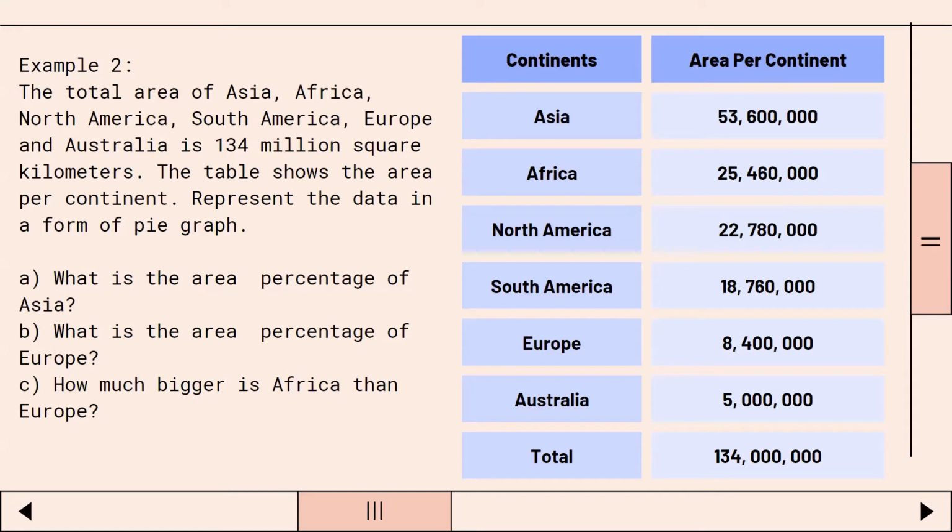Then, we represent the data in the form of a pie graph. But again, before anything else, these are the questions that we need to answer and consider in making our pie graph. A. What is the area percentage of Asia? B. What is the area percentage of Europe? And C. How much bigger is Africa than Europe? Let's have Miss Cotejo for the solution for example number 2.